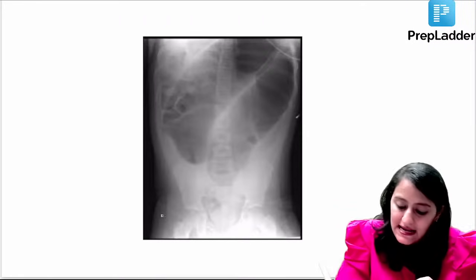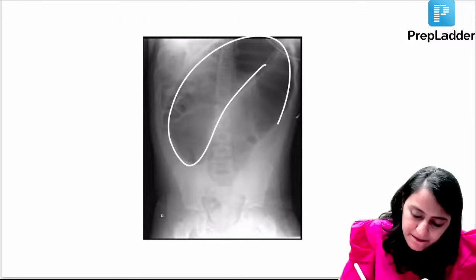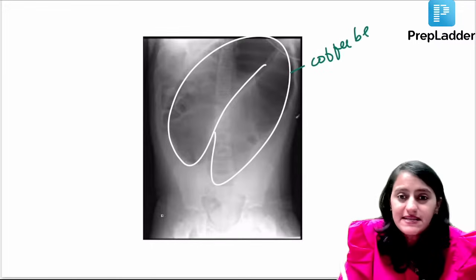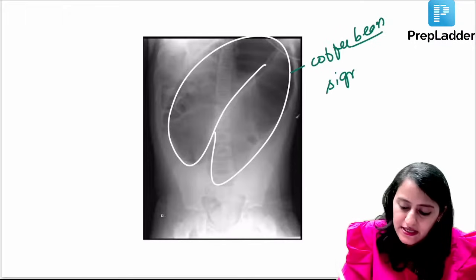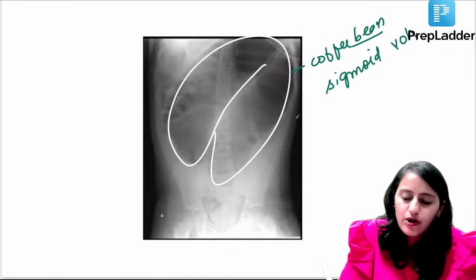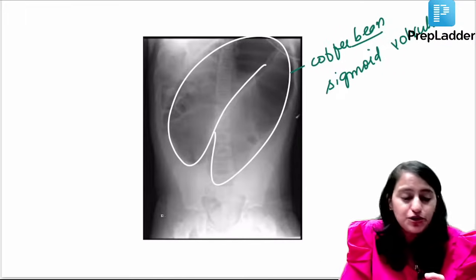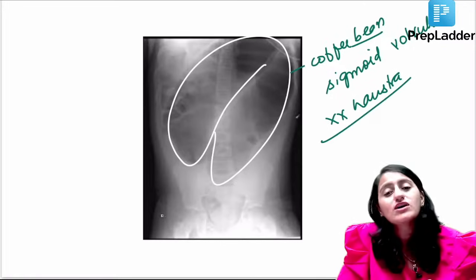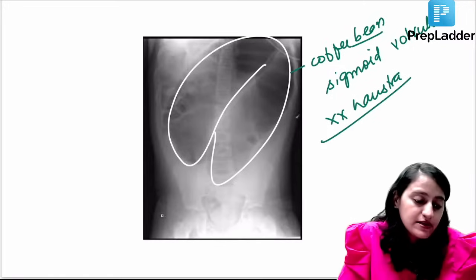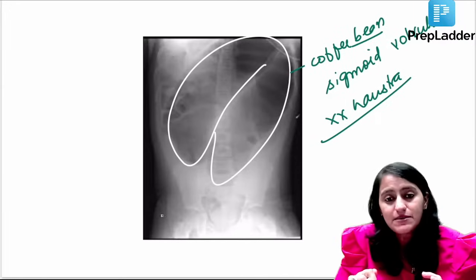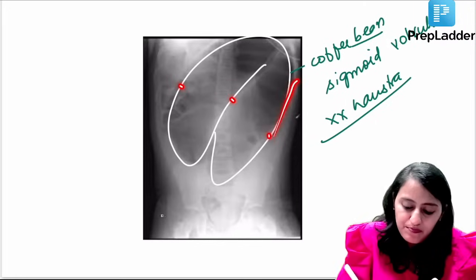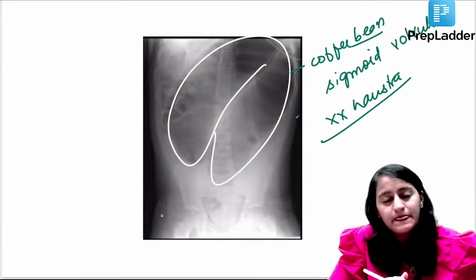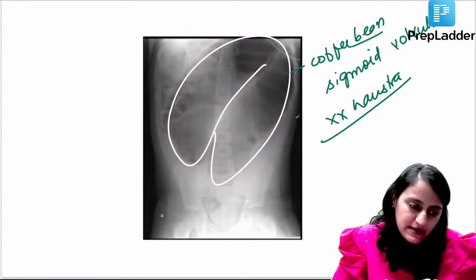Very good. Classical image, what are you seeing here? This is the coffee bean sign. What is this coffee bean sign seen in? Sigmoid volvulus. Okay, this is sigmoid volvulus, coffee bean sign. Do you see haustrations here in sigmoid volvulus? No, the haustrations are absent in sigmoid. Sigmoid volvulus, these 3 parallel lines which converge at a point, that is what is coffee bean sign. It is also called the Frimann-Dahl sign, and also the coffee bean sign.